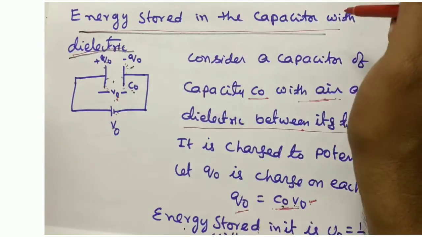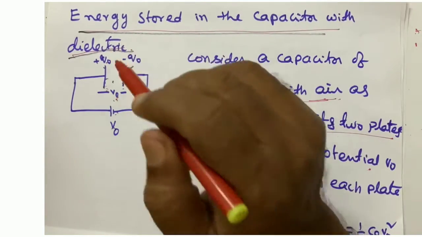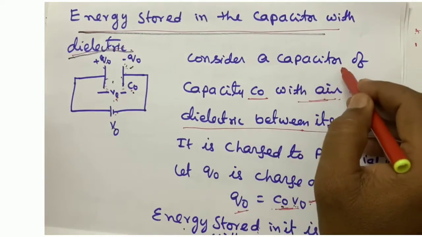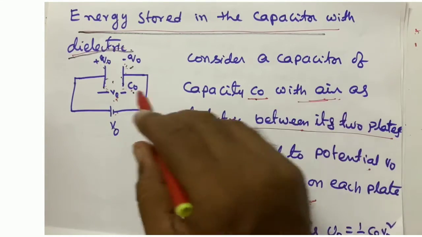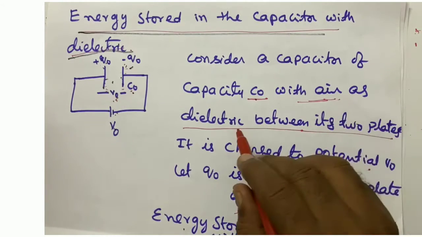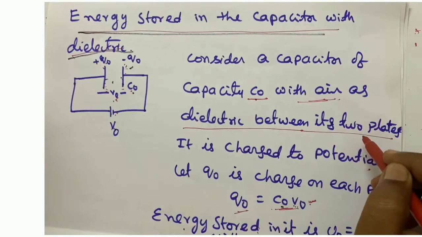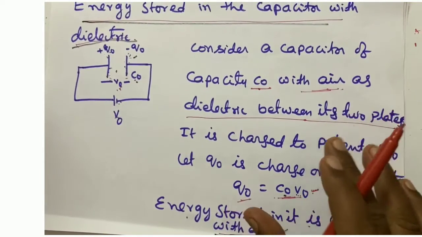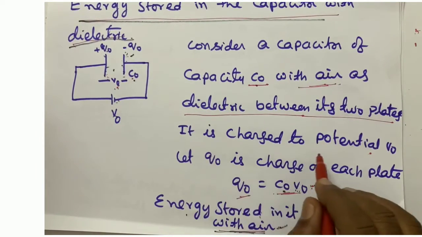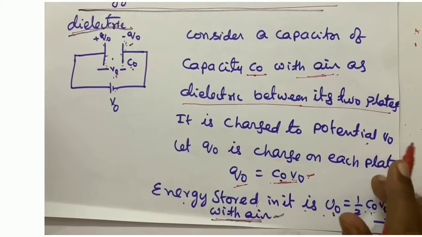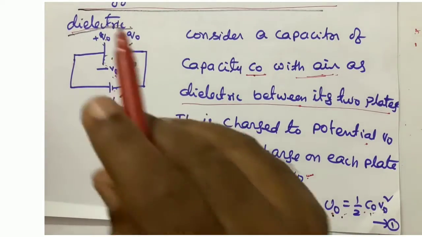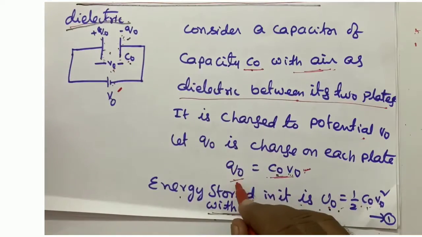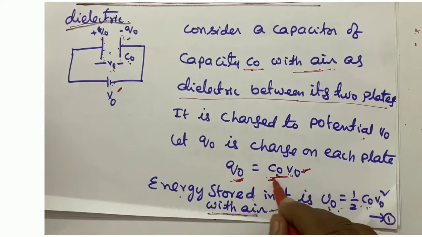Energy stored in the capacitor with dielectric. Consider a capacitor of capacity C0 with air as a dielectric between its two plates. It is charged to potential difference V0 by a battery. Charge flowing through the capacitor is Q0 equals C0 into V0.